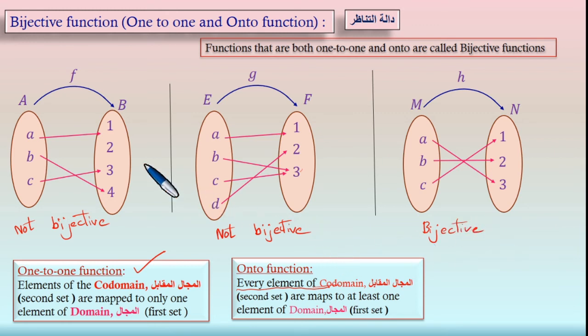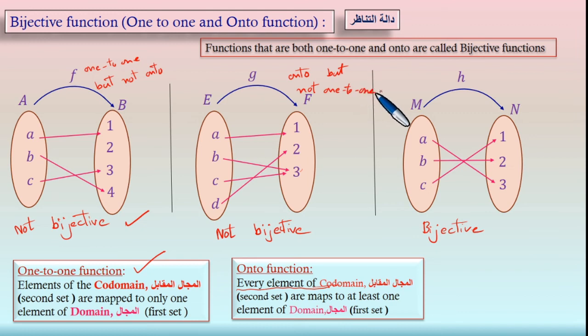Right? Understanding? The first one is one-to-one function, but not onto, therefore it is not bijective. The second function example, it is onto but not one-to-one.